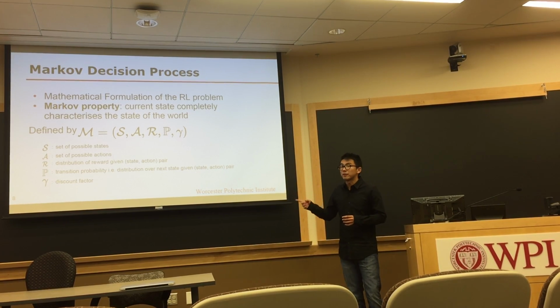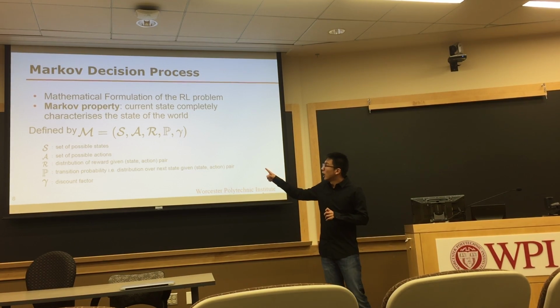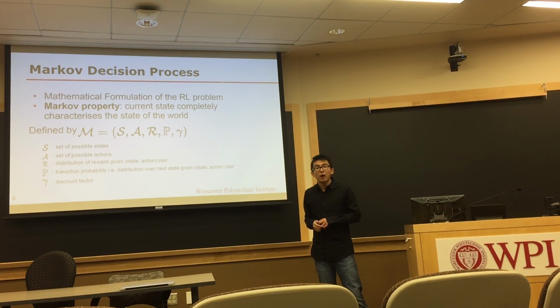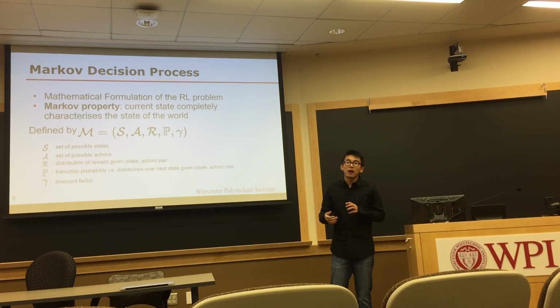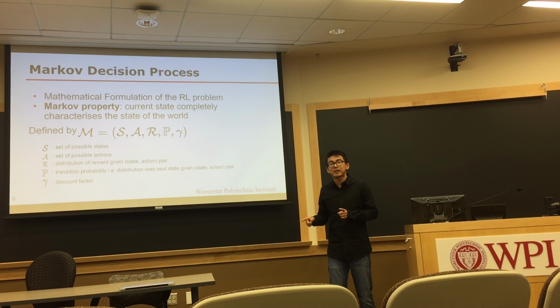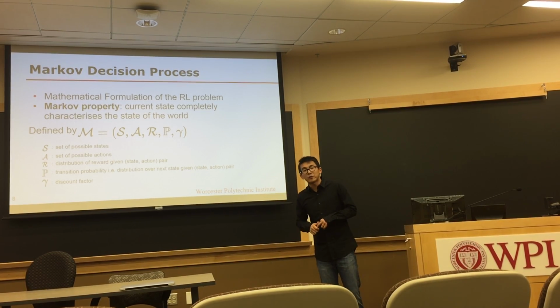Mathematically, you can describe the Markov decision process by a set of possible states, a set of admissible actions, the distribution of the reward given the current state-action pair, the transition probability, which describes how you go from the current state to the next state, and the discount factor.